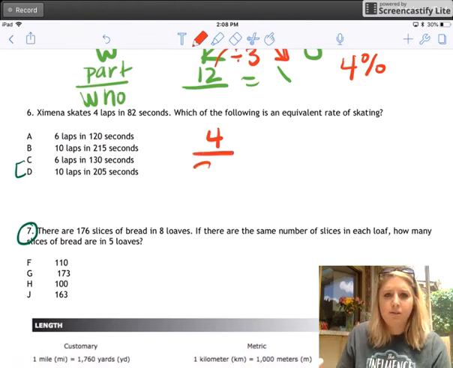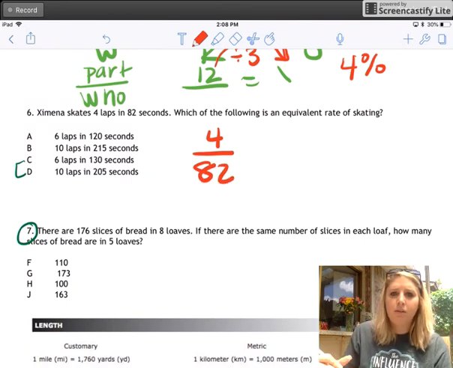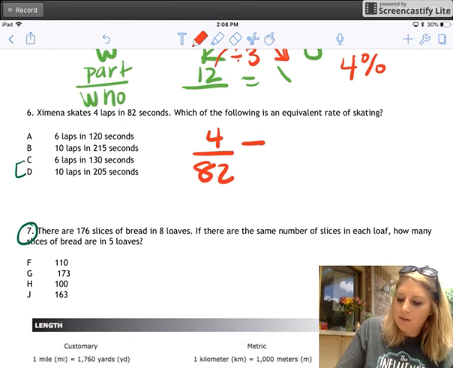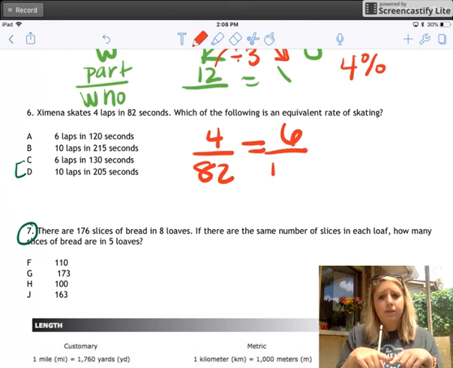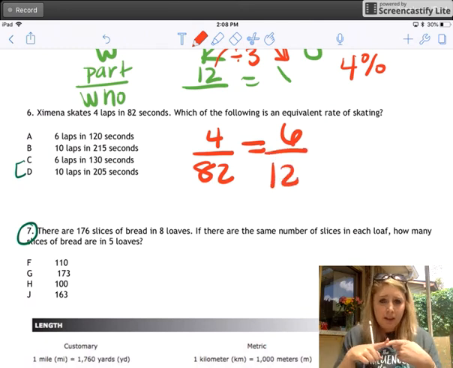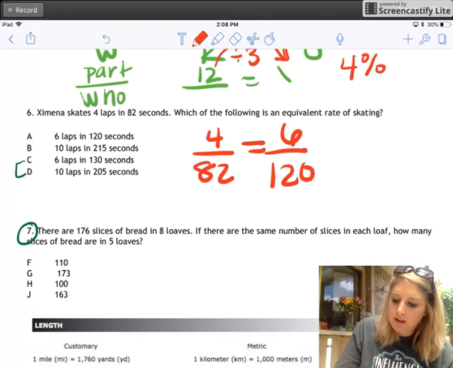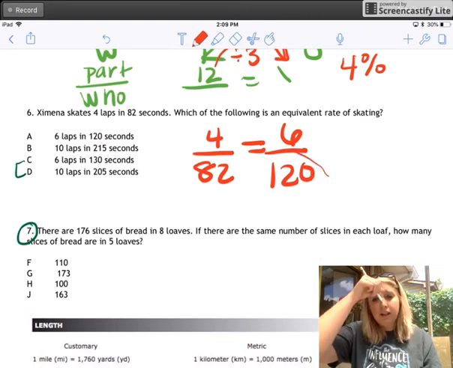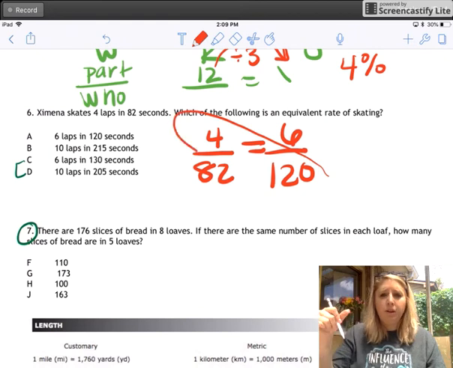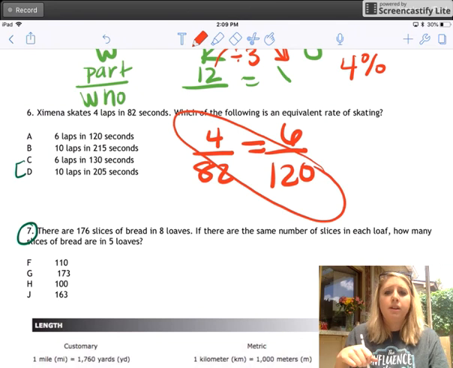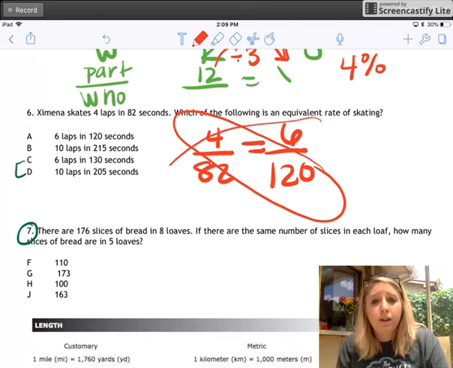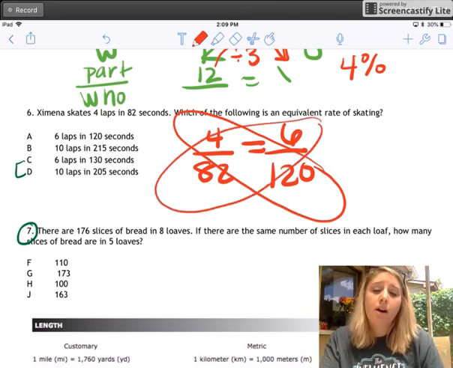It's going so slow. Hopefully I can catch up here. 4 in 82 seconds. Is that equal to 6 in 120? And what I can do is cross multiply and see if those would be the same thing. If I cross multiply, so take 4 times 120, if 4 times 120 is equal to 6 times 82, then I have equivalents. If they don't equal, then I know that they're not equivalent.